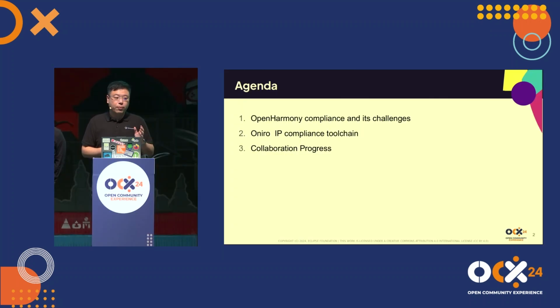Today we are very pleased to share with you our practice about license compliance, especially our collaboration works. Our presentation will cover the following 3 points. First of all, I will introduce OpenHarmony compliance practice and its challenge. Then Alberto will introduce Oniro IP compliance toolchain practice and collaboration progress.